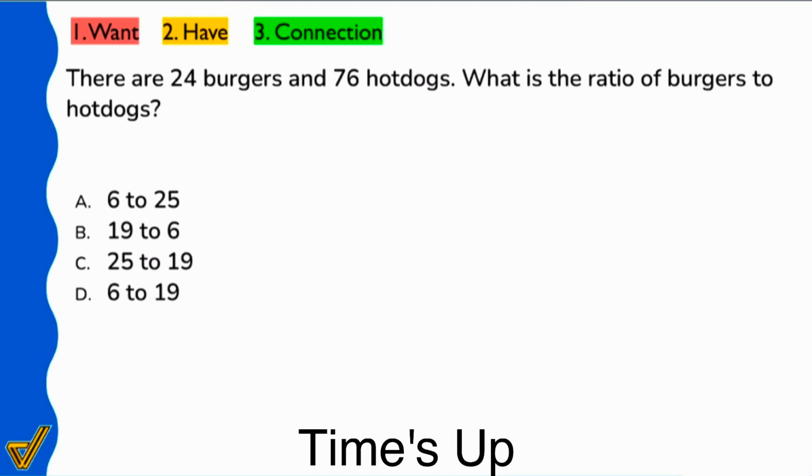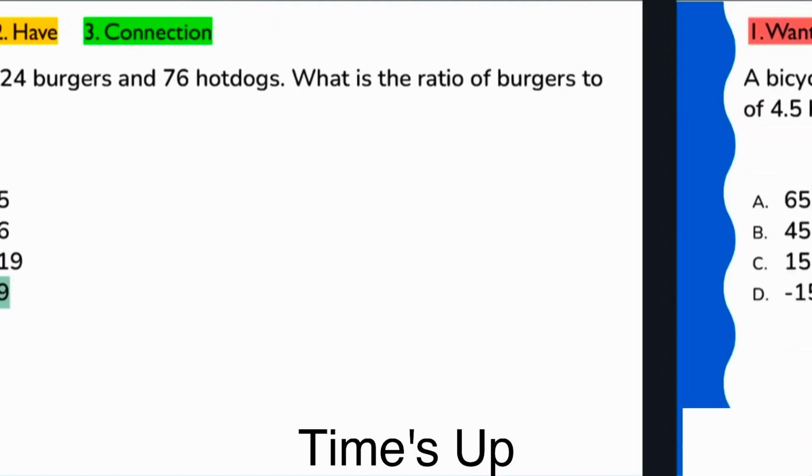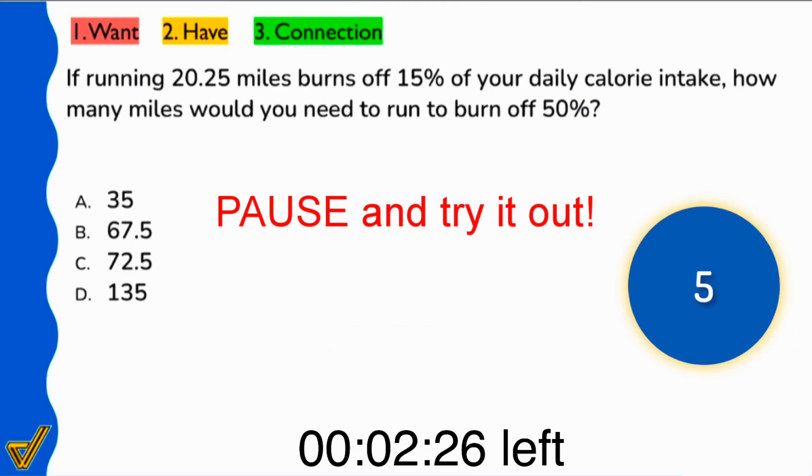All right, that's correct. Yep, the correct answer here is D, 6 to 19. That is the ratio of burgers to hot dogs. Let's go ahead and get into the next question. We will have it in 3, 2, and 1.